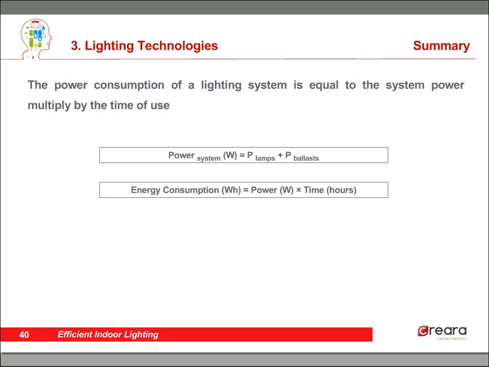Finally, the energy consumption of a lighting system is equal to the system power multiplied by the time of use. First, when we want to set the energy consumption, we have to determine the power of the system. The power of the system would be the power of the lamps plus the power of the auxiliary equipment, the power of the ballast, the power of the transformers. Once we've set the power of the system, we determine the energy consumption with the second formula. The energy consumption is the power of the system times the time of use of the system.